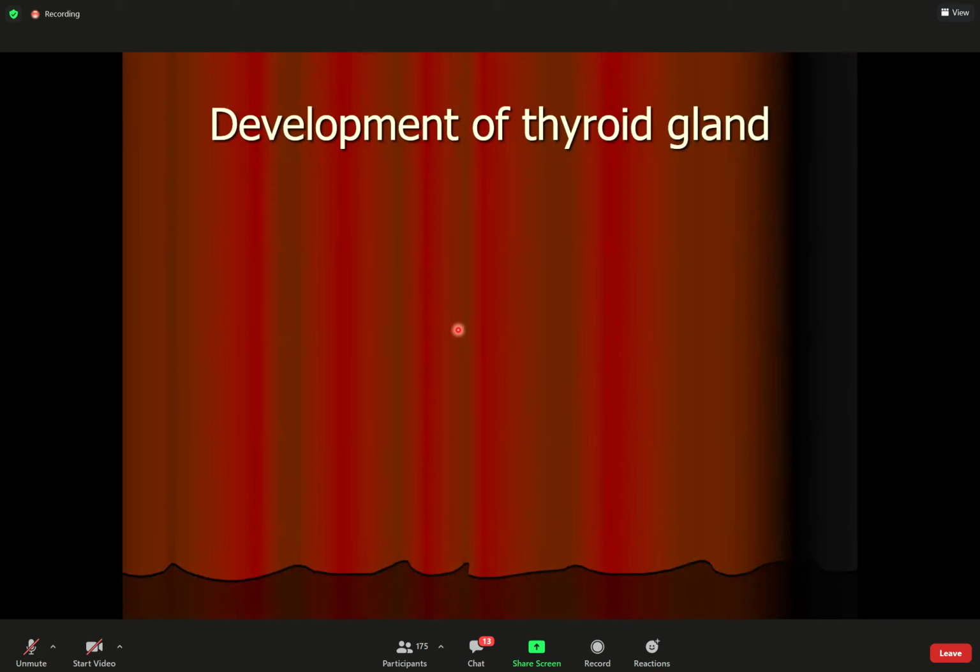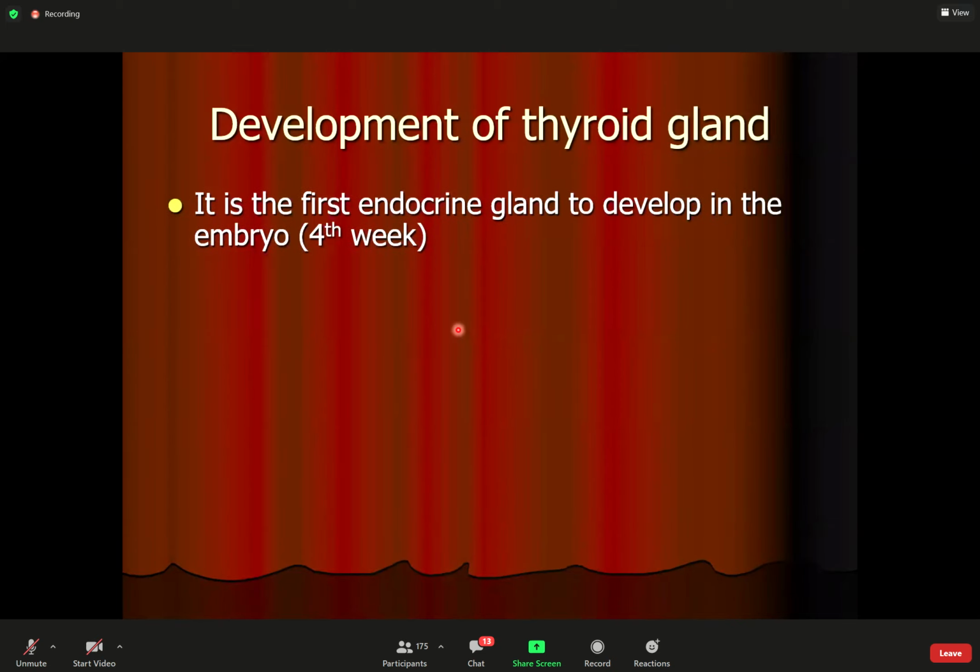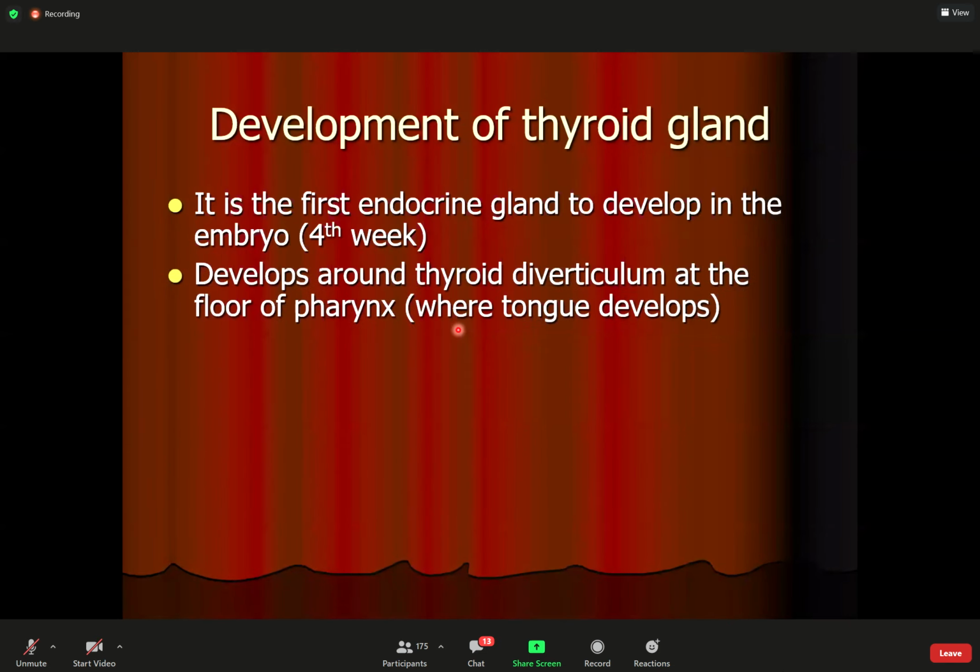Now, development of the thyroid gland. So it's very easy. It is the first endocrine gland to develop in the embryo in the 4th week. You already know most of the organs are formed, or the glands are formed in the 4th week, except heart, which comes at the 3rd week. Very important is the first endocrine gland develops around thyroid diverticulum at the floor of the pharynx, where tongue develops.